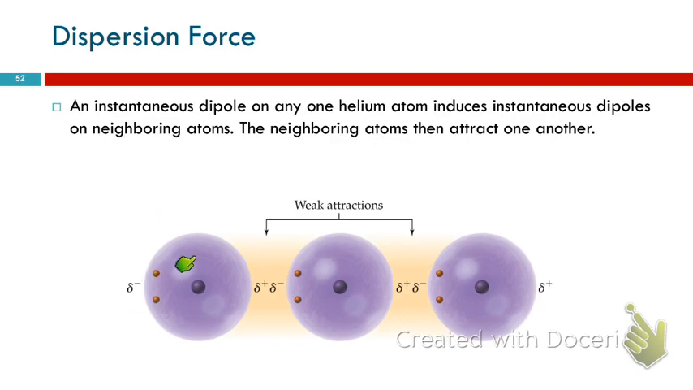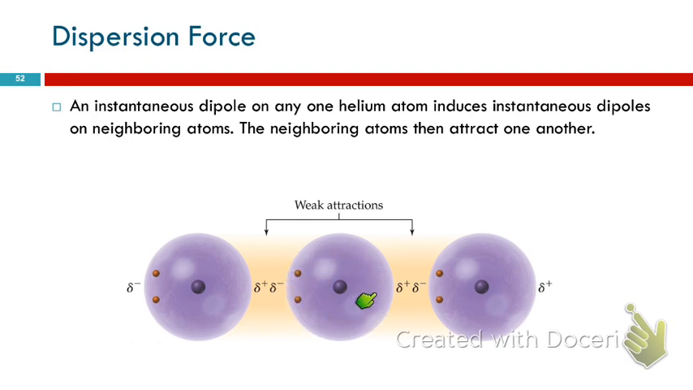Well, that instantaneous dipole in one helium atom has an effect on the neighboring helium atom. So this side of the helium atom is positive, and these electrons are like, ooh, look, that's positive. We're attracted to that. Draws these 2 electrons over. And now we have this attraction, very weak attraction, between the 2 atoms. That is the intermolecular force called a dispersion force.